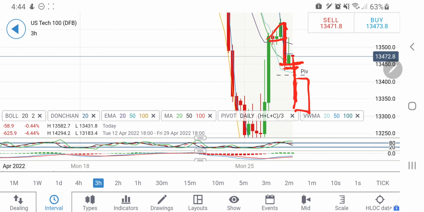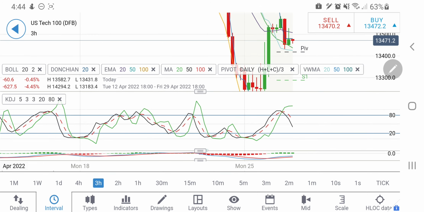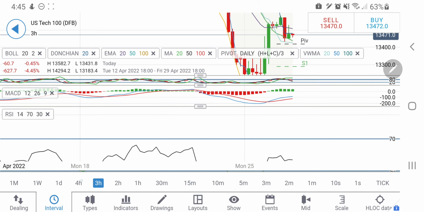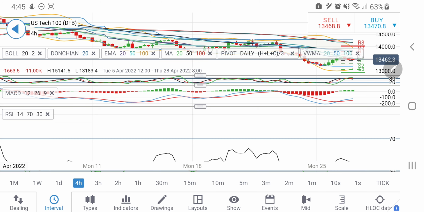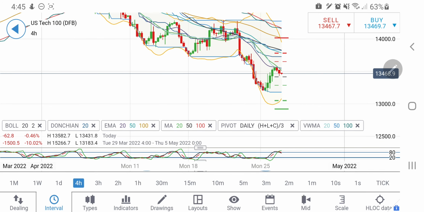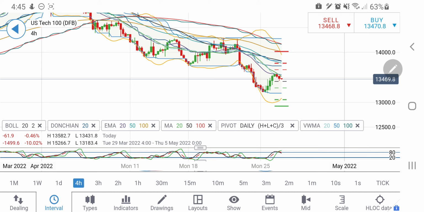I will give you the levels at the end of this analysis. Just listen to the story first, and below that we may see it coming back to the 13350, 330 zone. US 100 looking downwards here, MACD trying to converge from here, and RSI is in the comfort zone. Look at the 4-hour charts. On the 4-hour chart, see, once again, first let me show you what it is trying to do.